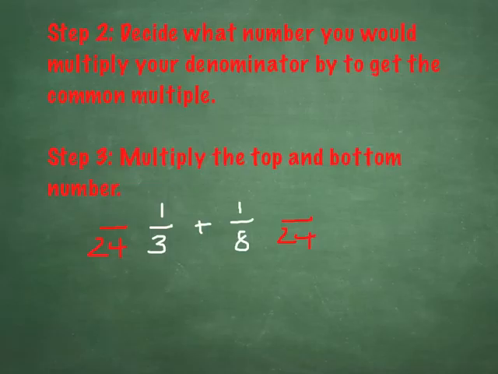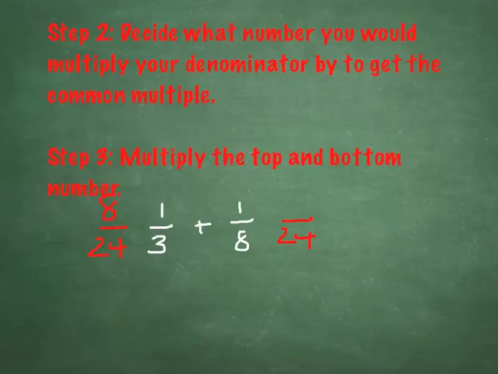So if I'm looking at my 3 and 24 here, well, I would need to multiply 3 by 8 to get 24. So obviously I've already multiplied 3 times 8 to get 24. Now I need to do the same thing to the top and bottom number. So the top number. So 1 times 8 is going to be 8, of course.